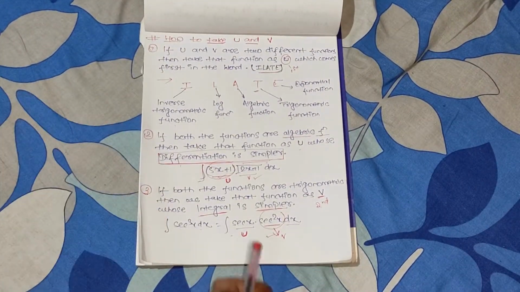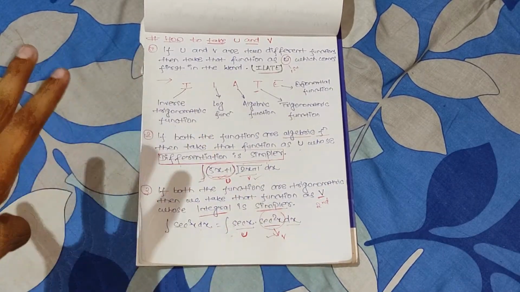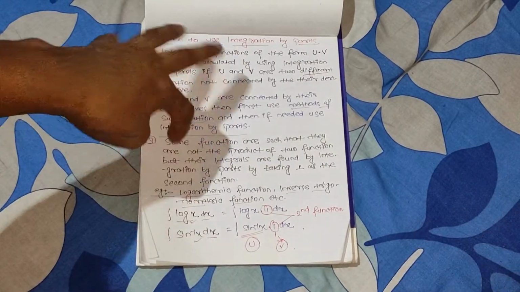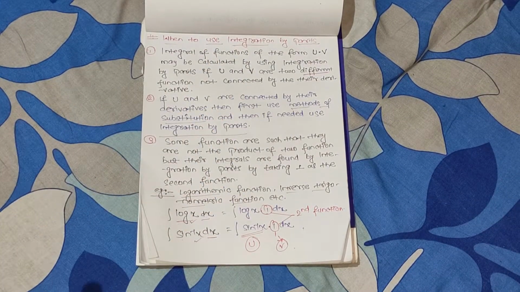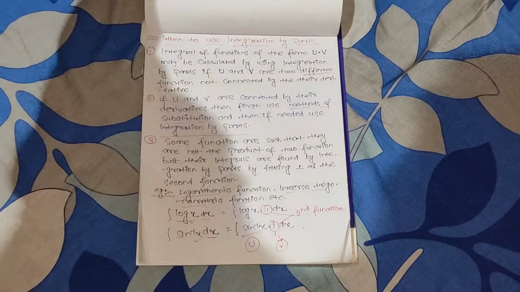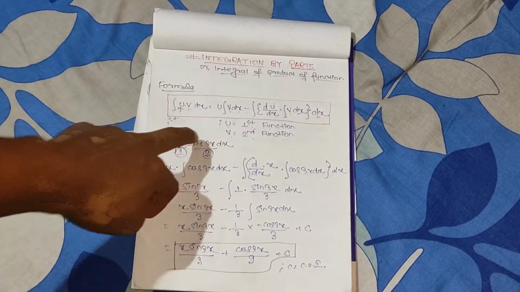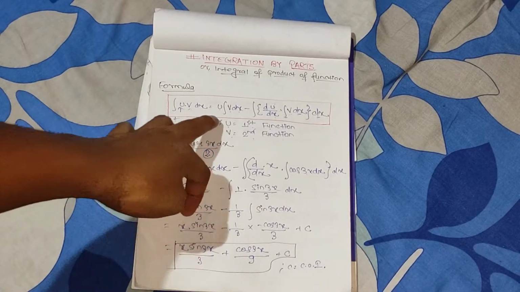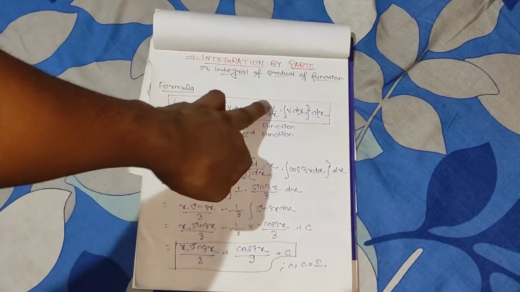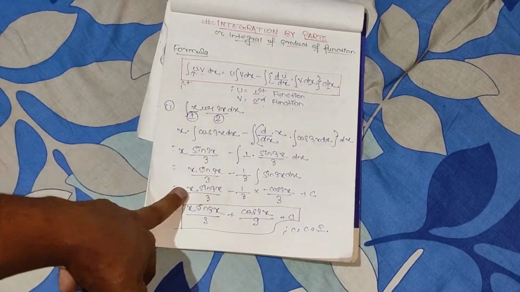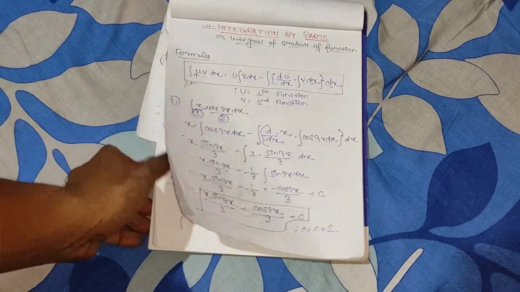So this is how to take u and v. This is clear, I hope. This is the chart for when you use integration by parts. This is the whole chart I have explained. And on the first page we saw the basic formula of integration by parts. How to remember: first function times integral of second, minus the integral of the differentiation of the first function times the integral of the second function dx. We have solved a question on that, which will help you to understand.